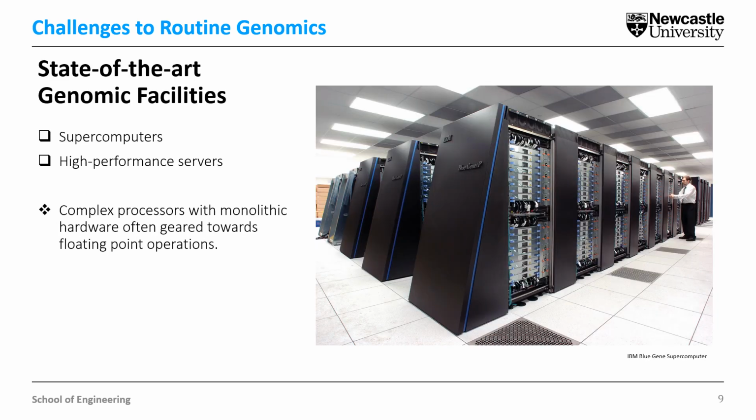State-of-the-art genomic facilities include supercomputers and high-performance servers. Improvements to CPU capabilities, as anticipated by Moore's law in the previous slide, should help close the gap, but trends in computing power are often geared towards floating point operations and do not necessarily provide improvements in genomic analysis. Genome analysis includes string operations, and memory management often poses the most significant challenge.